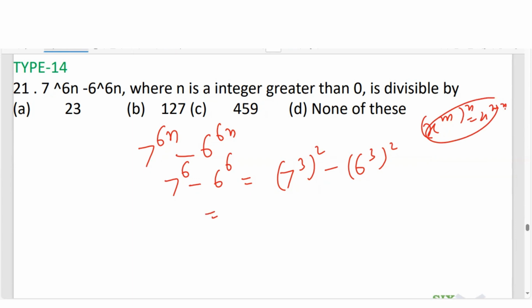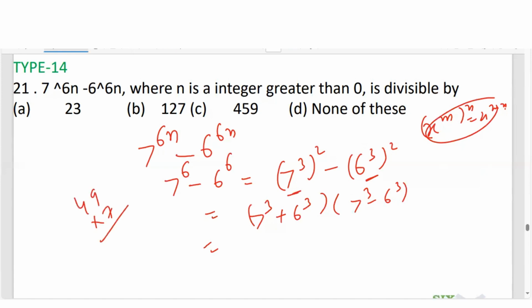Now we have the formula a square minus b square, which is a plus b into a minus b, right? Everyone knows 7 cubed is 343. If you have no idea, you can find it by logic in your mind. 7 square is 49, and multiplying by 7: 7 times 9 is 63, 7 times 4 is 28, and adding 6 gives 34, so 343. Similarly, 6 cubed: 6 into 6 is 36, and 36 into 6 is 216.